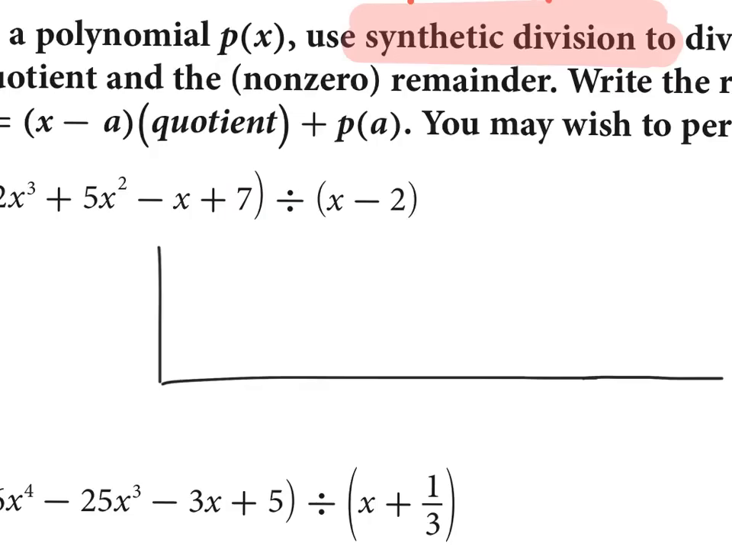Okay? So we're going to draw a weird partial looking rectangle there. And inside the rectangle, I'm going to write 2, 5, -1, and 7.